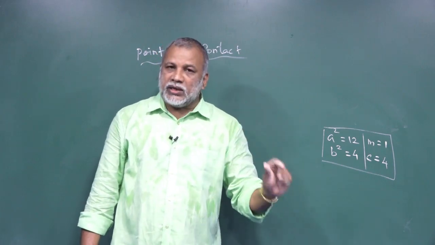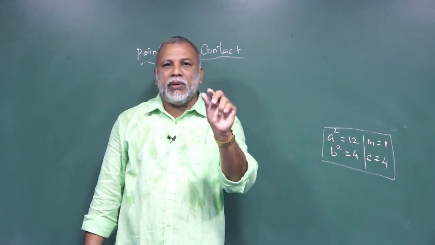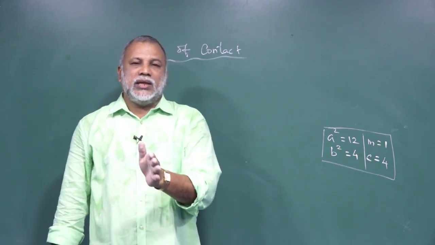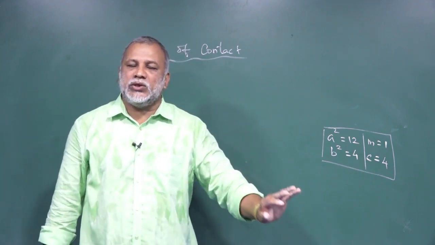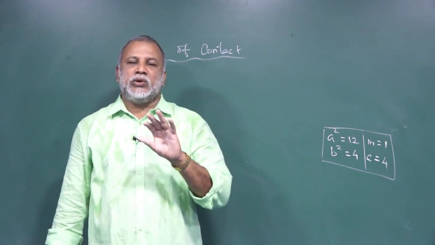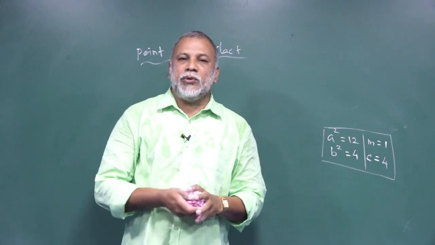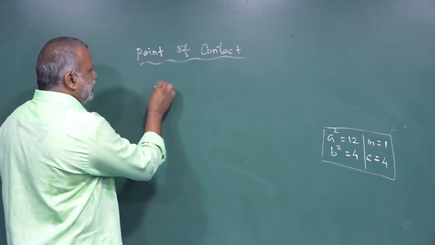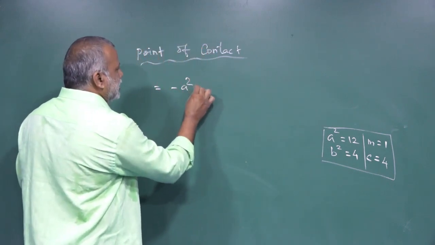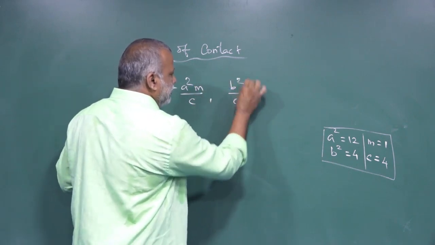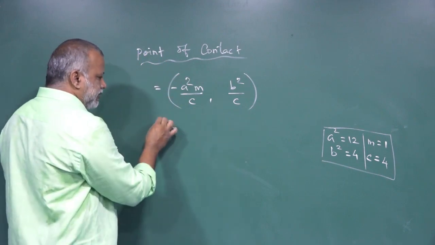Then hereafter the line y equal to mx plus or minus square root of a squared m squared plus b squared is also the tangent to an ellipse, where m is the slope. And also we are able to derive one more condition, the point of contact. We are able to work out the point of contact. Point of contact is minus a squared m divided by c, comma b squared by c. This is the point of contact.